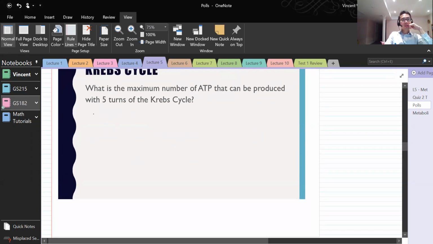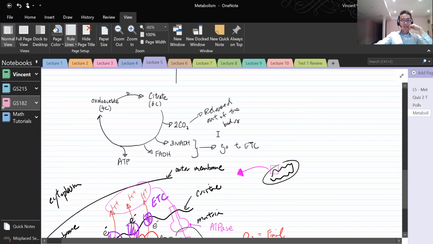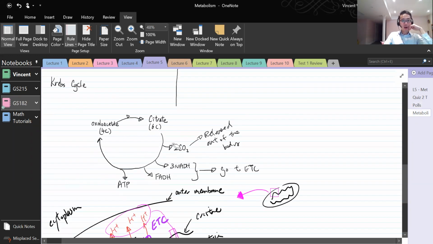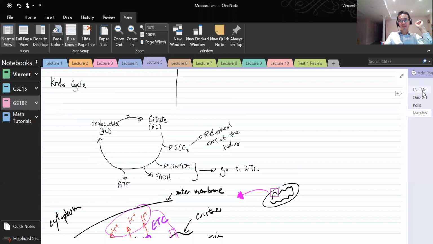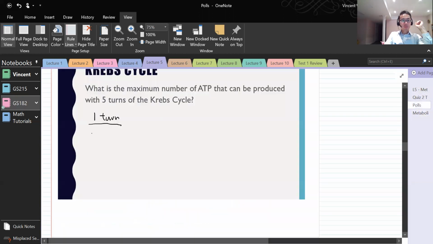So let's talk about one turn. Okay, what's going on with one turn? All right, you can look at the thing we wrote, this chicken scratch right here. One turn, forget the carbon dioxide, we'll have 3 NADH, 1 FADH2, and then 1 ATP, right? Okay, so let's write that down. One turn we have 3 NADH, 1 FADH2, and 1 ATP. That's one turn.